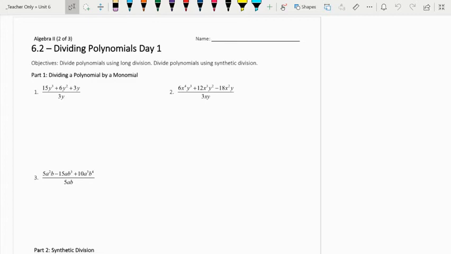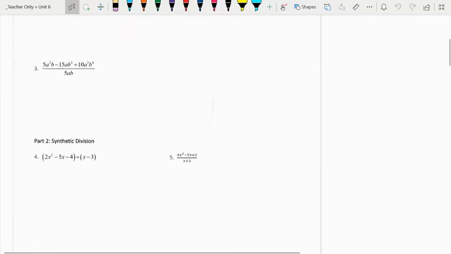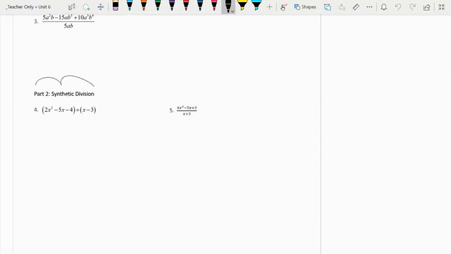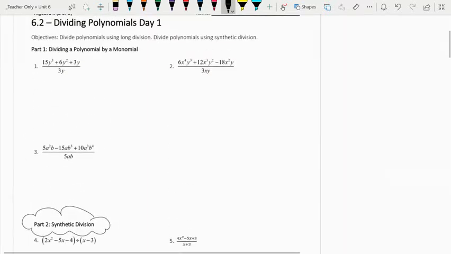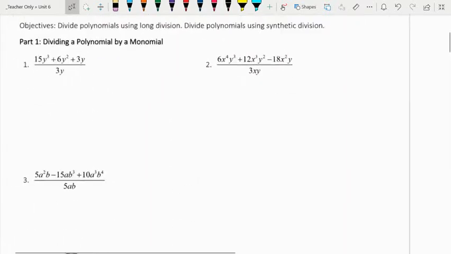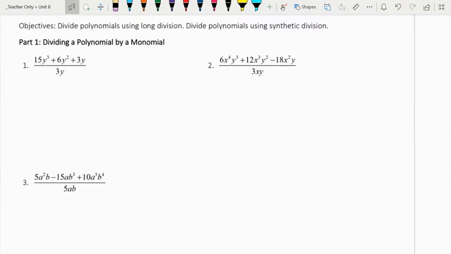We're going to start 6.2, dividing polynomials, day one. The first part of this is not the most important. Part two, once we get down here, is very, very important. You're going to see that pretty much for the remainder of the school year, on and off. But the first part shouldn't seem too crazy.